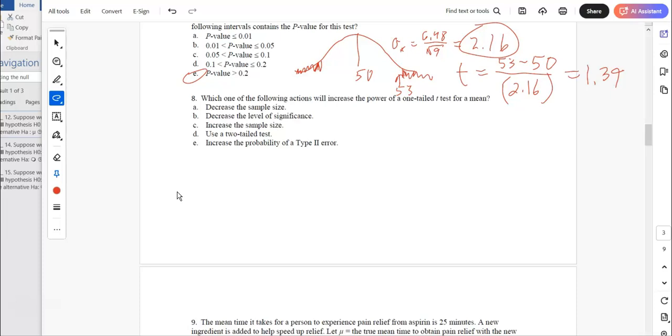Okay, which of the following actions will increase the power of a one-tailed t-test for me? Okay, so increase the sample size. For sure, that one.